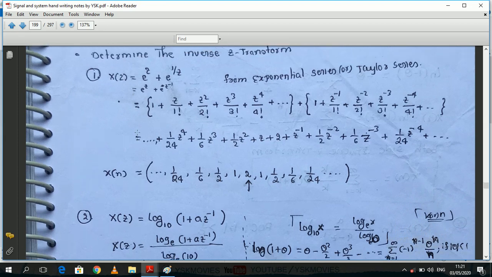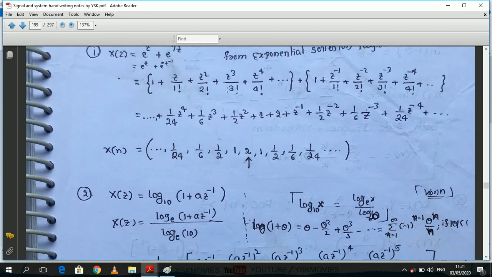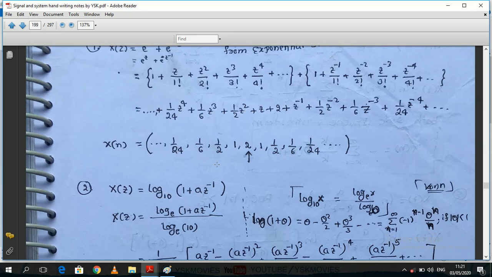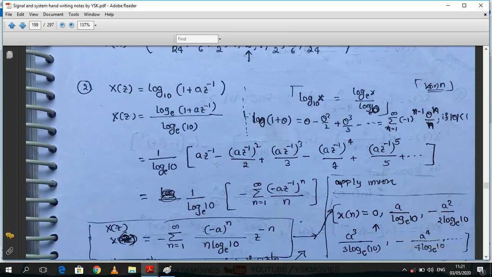E power z plus e power 1 by z. From the exponential series or Taylor series, you can expand e power z plus e power 1 by z as 1 plus z, like this. And after that, simply take the coefficients of z, which are nothing but x of n. So another problem, log base 10 of 1 plus a power z.